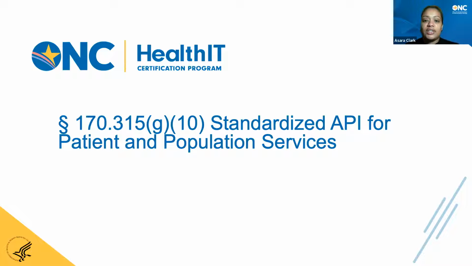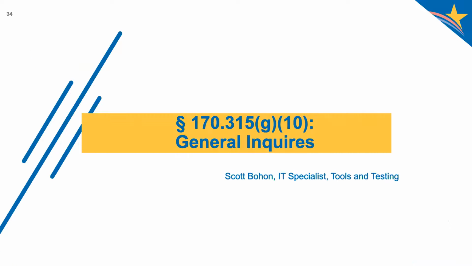All right, so I'm going to turn it over to Scott, and he's going to talk about G10. Thank you. Hello, this is Scott Bohan from the ONC Tools and Testing branch. I'll be covering some inquiries and clarifications about the G10 standardized API criterion, as well as the API conditions and maintenance of certification requirements. In the interest of time, I'm going to be going through these inquiries quickly. If you are interested in more information regarding an inquiry or clarification that is presented, please submit a question in the Q&A feature of the webinar. We can go to the next slide.